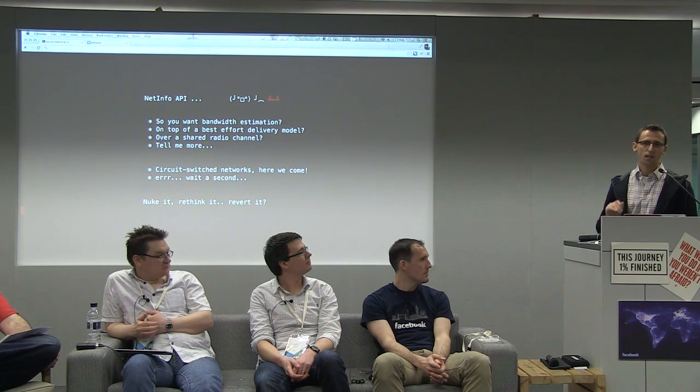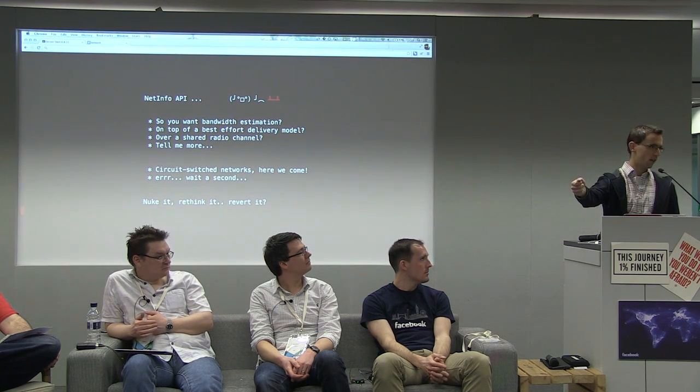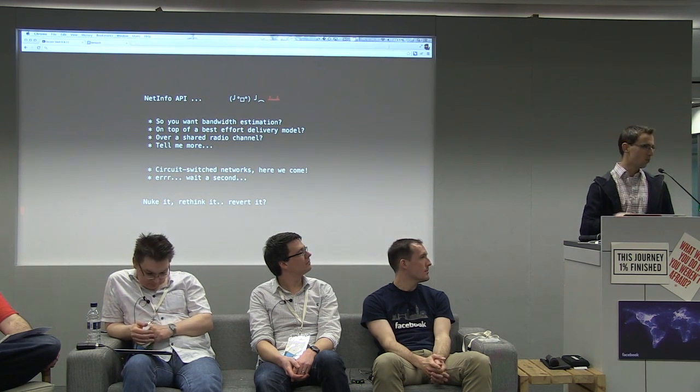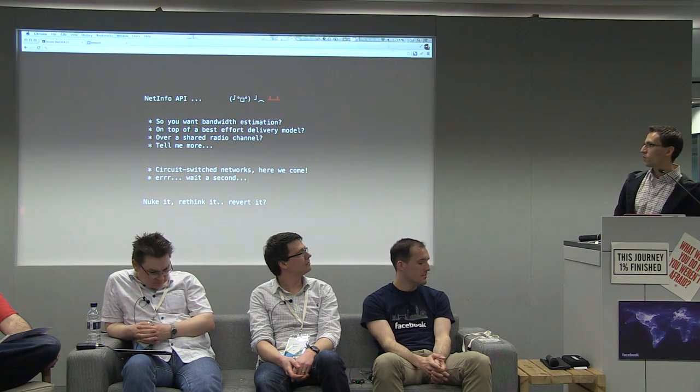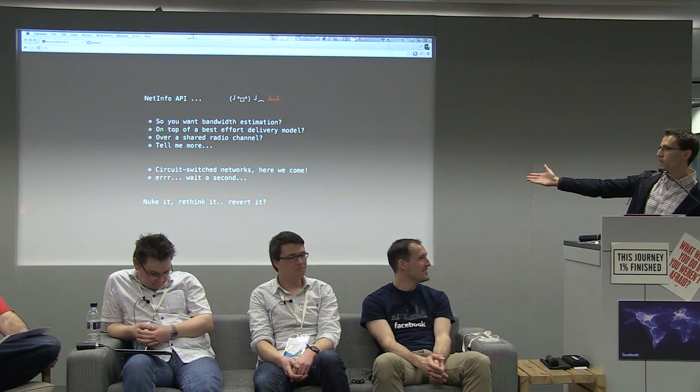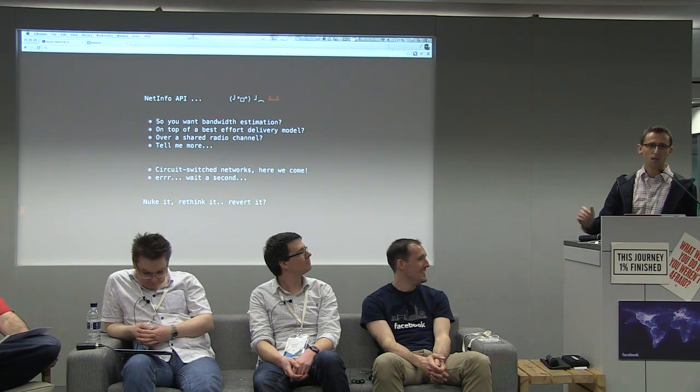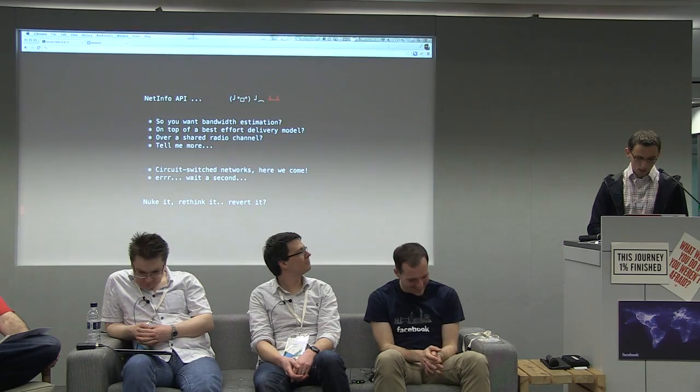So you sending a request for a GIF file, and then fetching that and saying, ooh, 1 megabit per second, and then making a decision is completely useless. So maybe if we switch all of our internet back to circuit switch networks, then we can have this conversation. But I don't think that's going to happen.